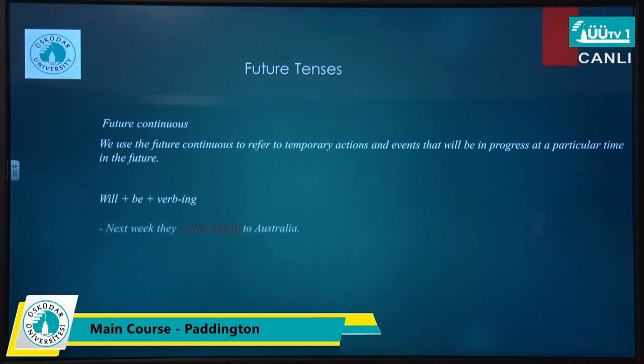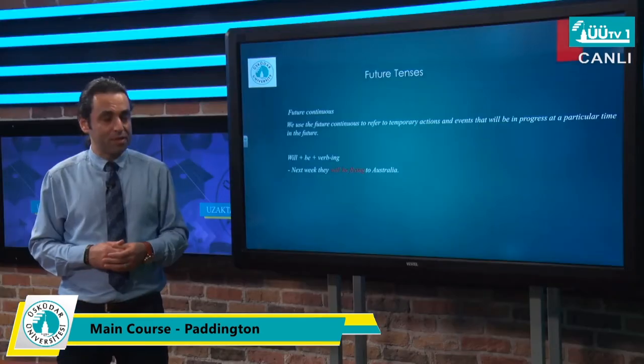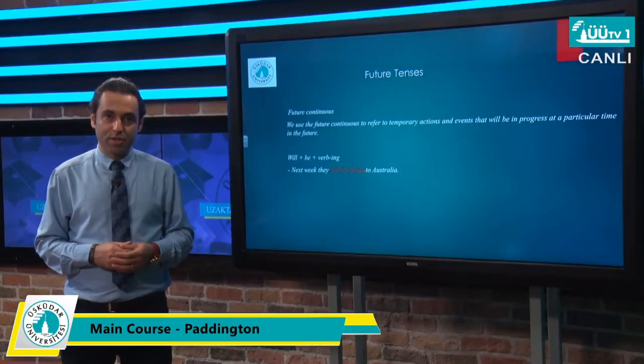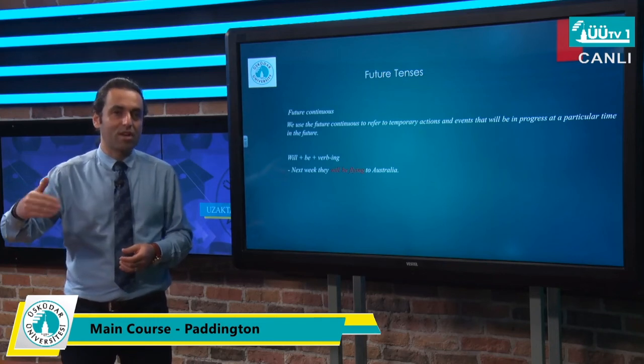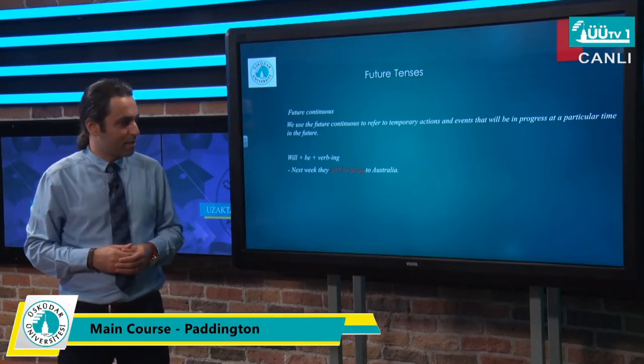The example: next week they will be flying to Australia. Again, they have prepared everything, they have booked their flight, they have cancelled everything on this side, and they will be flying to Australia next week. So because they are so sure about it, instead of using will and going to, they preferred using future continuous to show that the action will start and it will be in a kind of progress.